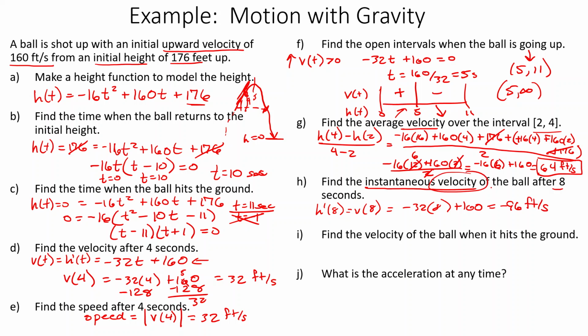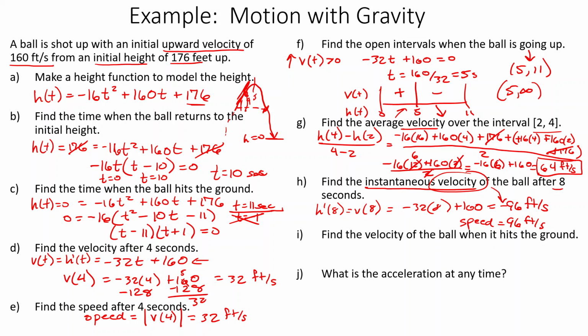So velocity can be negative. If we were asking about the speed, that would be positive 96 feet per second. That's just how fast it is moving. Speed doesn't care about direction. Velocity does care about direction. Technically, it's a vector. Find the velocity of the ball when it hits the ground.